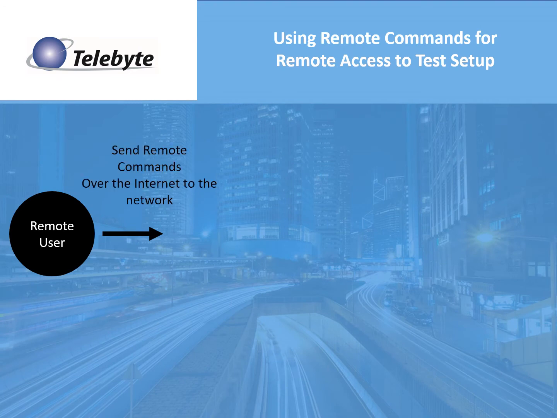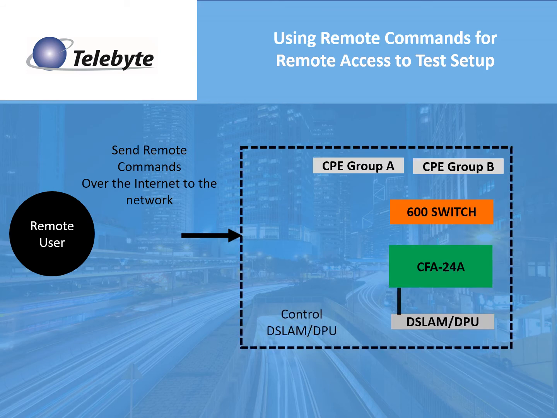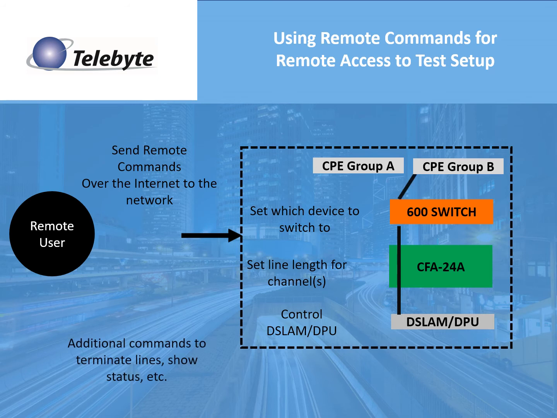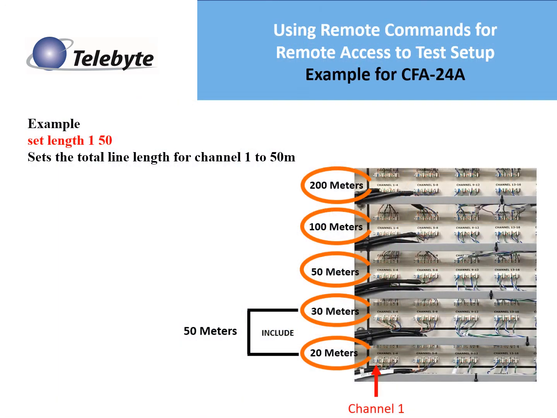The remote user can send remote commands to the network to control the DSLAM or DPU, set line lengths for any DSL line, and to specify which device to switch to. Additional commands are available to terminate a line, show a line status, and more. Here's an example of using a remote command for the CFA 24A. In the example, line 1 is set to a length of 50 meters.